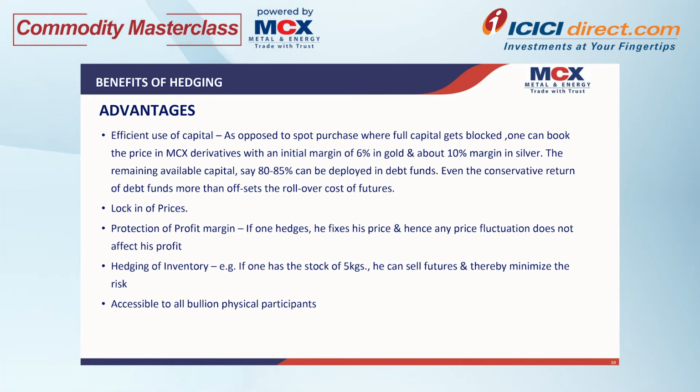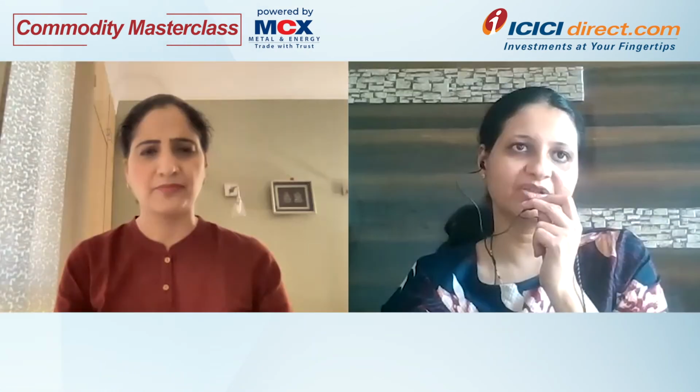There is lock-in of his prices, so there is protection of his profit margin. If one is hedging, he fixes his price, and hence any price fluctuation does not affect his profit at all. We have seen hedgers hedging their inventory stock which is there in their shops. They hedge that on MCX's platform. So at that point of time, they sell futures and thereby minimize their risk. So it is available to all the bullion physical participants, and it's easily available on various media channels. The price is available on media channels, newspapers, as well as on the websites and stuff like that.